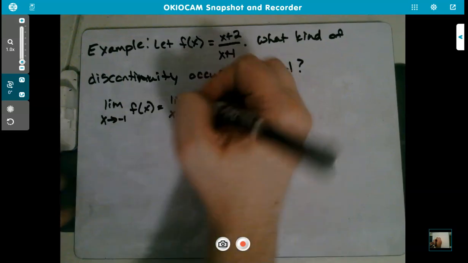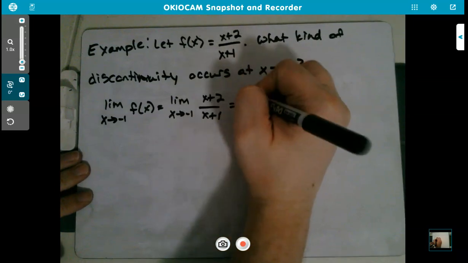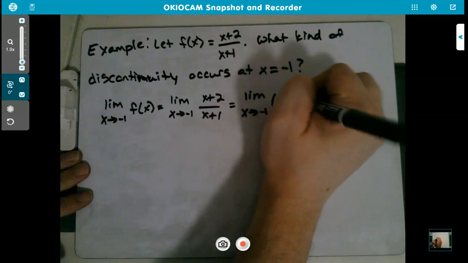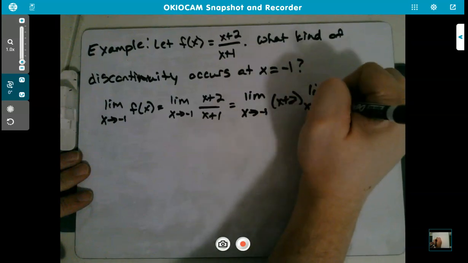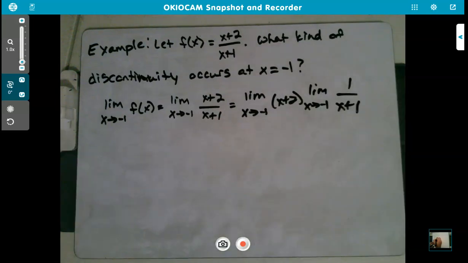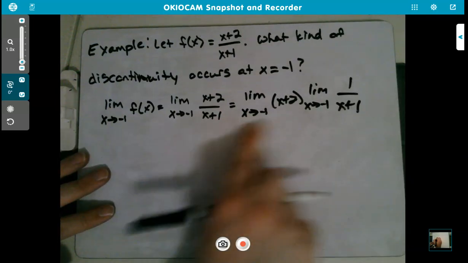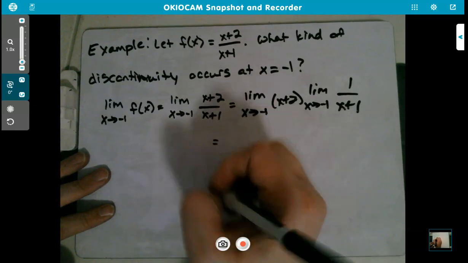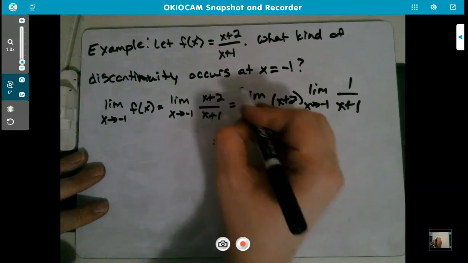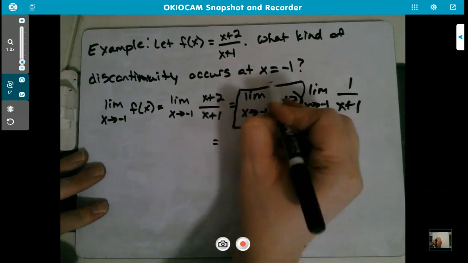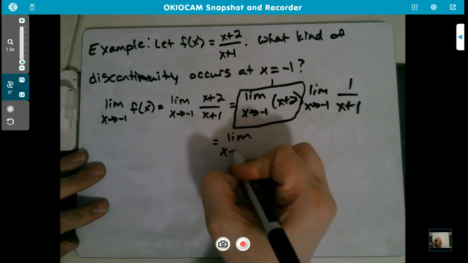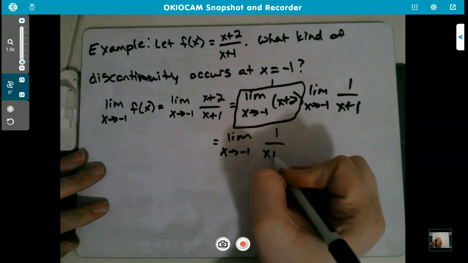So how we have done this previously was we split it into two. That's the limit as x approaches negative 1 of just x plus 2, and then the limit as x approaches negative 1 of 1 over x plus 1. The reason we do that is because I can actually do this part right here. I could plug that in. Negative 1 plus 2 is just 1. So all of this just becomes 1, and I can just worry about this part: the limit as x approaches negative 1 of 1 over x plus 1.